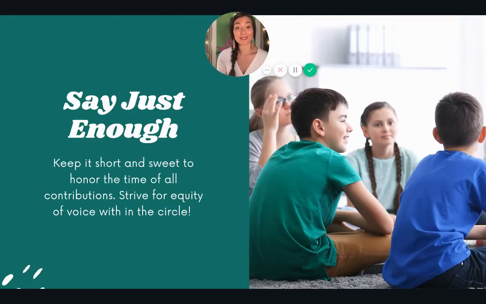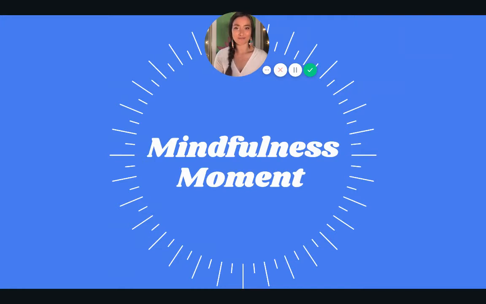And the last one, which is particularly important for our little ones, is say just enough. Say just enough. So we're striving for equity within the circle, which means that everyone's voice is heard about the same amount, even you as the facilitator. We're wanting equity. So keep your responses short and sweet. I'll give you a quick tip later for exactly how I like to keep my circles equitable with shares through sentence stems. So we'll get to that in a moment.